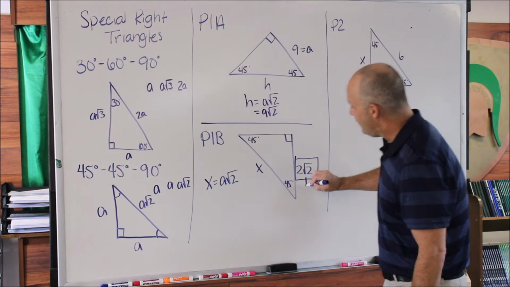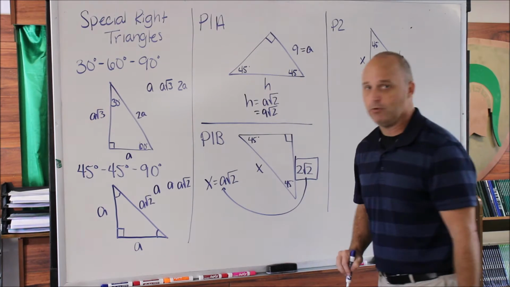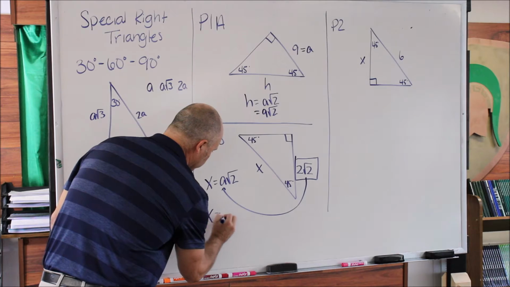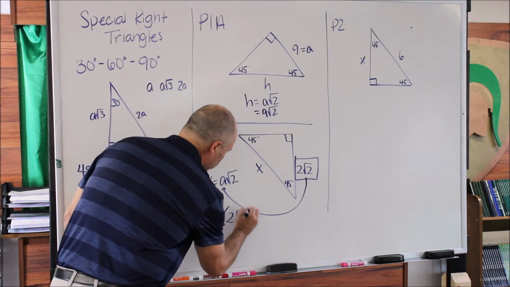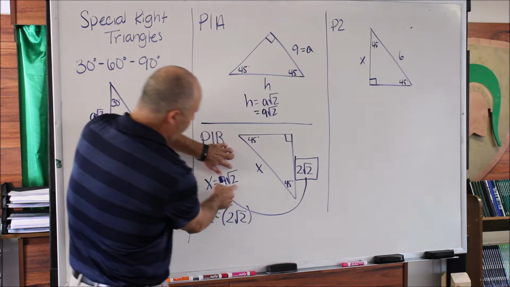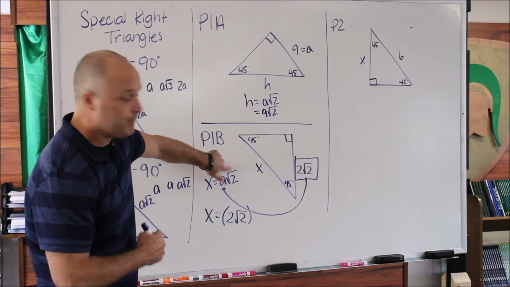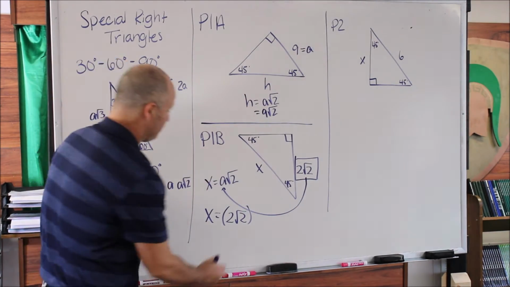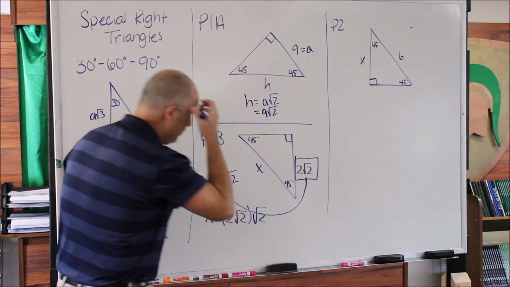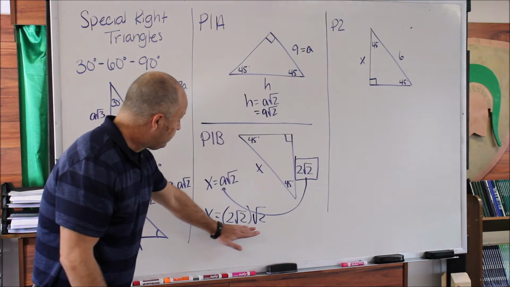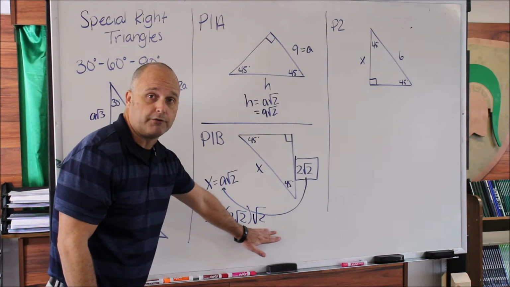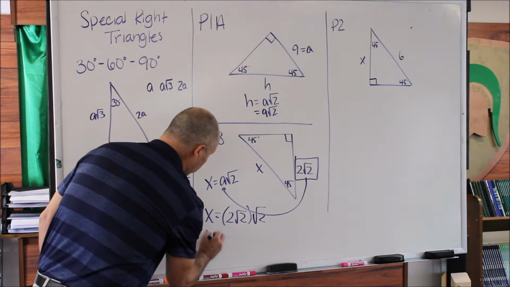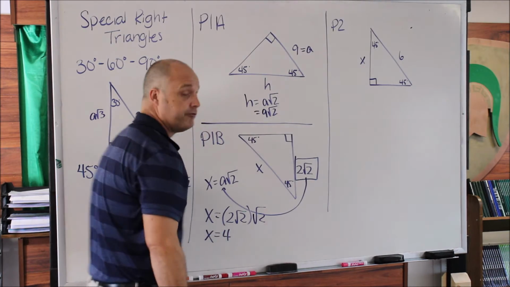So you're going to take this and replace a with that. When you do that, you're going to have x equals 2 square root of 2. Do not forget about this square root of 2 sitting out here. This square root of 2 and this square root of 2 are not the same thing, so you have to multiply that by the square root of 2. Square root of 2 times square root of 2 is square root of 4, which is 2, times this 2 is 4. So x is equal to 4.